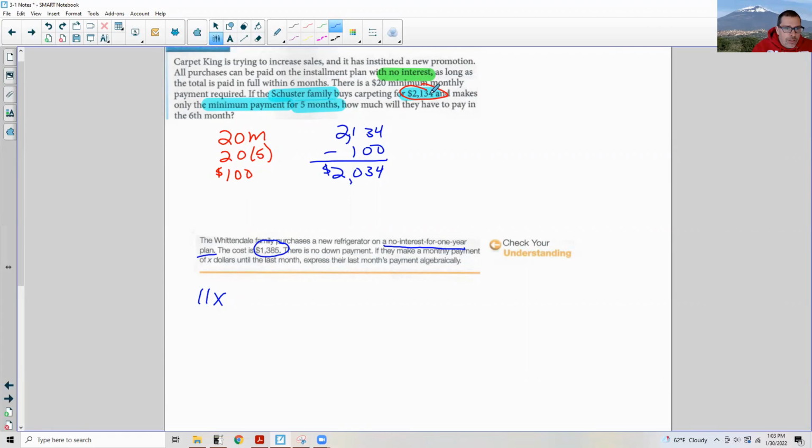So then what did we do? We took the cost, purchased a new refrigerator for $1,385. In the earlier example, we took 2,134 and subtracted 20M, which was 100. So we're going to take this 1,385 and subtract 11X. So the answer is $1,385 minus 11 months times X number of dollars. And that's how much they'll have to pay in the 12th month to pay it off.